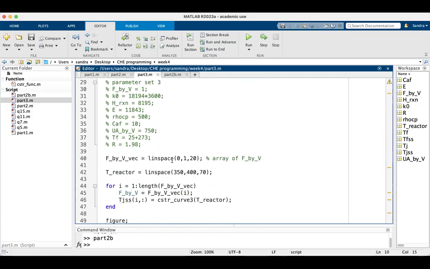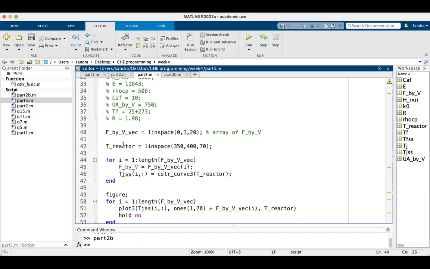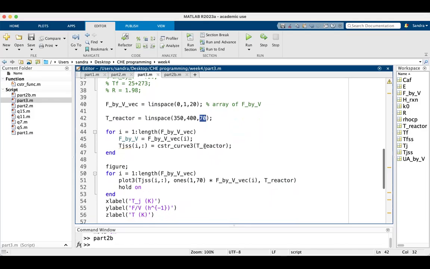So you make the space velocity change from 0 to 1 in 20 equal intervals. That's what linspace does. You'll have 20 values varying from 0 to 1, and the interval, meaning the step size needed for 20 equal intervals, will be calculated automatically by linspace itself. Now you have the reactor temperature, T reactor, also. T reactor you had from 350 to 400, with 70 values, just like we did earlier.